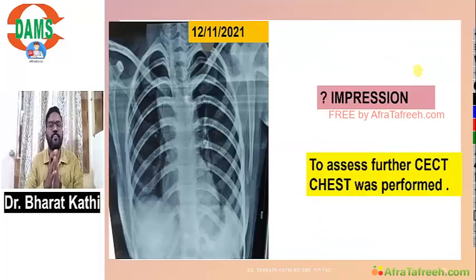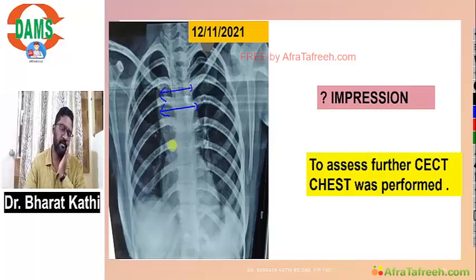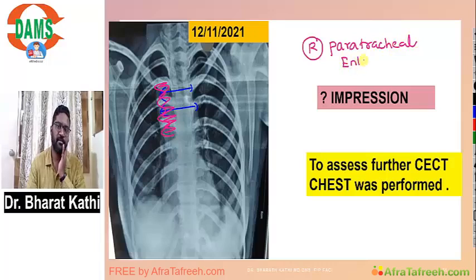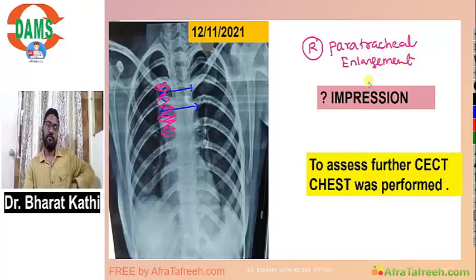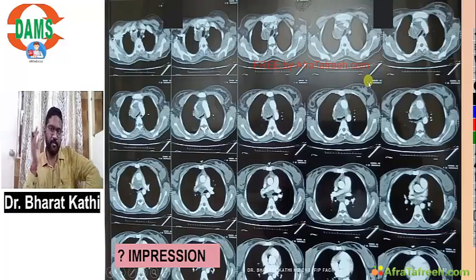Now what is this? What do you see? If you notice in this chest X-ray, there is abnormal mediastinal widening, especially the widened mediastinum, right paratracheal enlargement. Right paratracheal enlargement. So to assess this, CECT chest was performed. Now can you tell me what was the abnormality in this case?